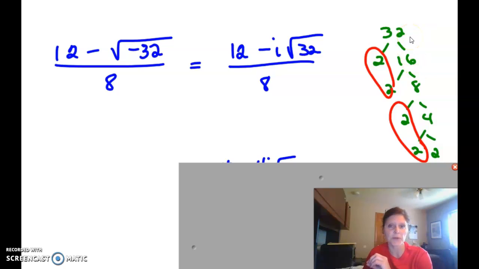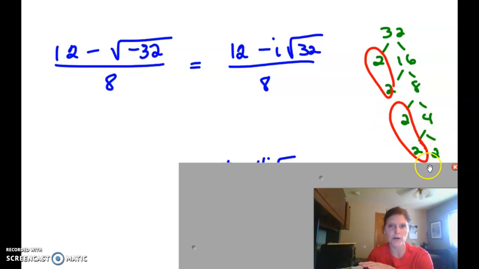So I start with 32. I'm very methodical, and this is a way to help you organize your work. Start with the smallest thing that divides into 32. So 2 times 16. 2 still goes into 16, so let's keep with 2. 2 times 8. 2 still goes into 8, so stick with that, times 4. And then finally 2 times 2.